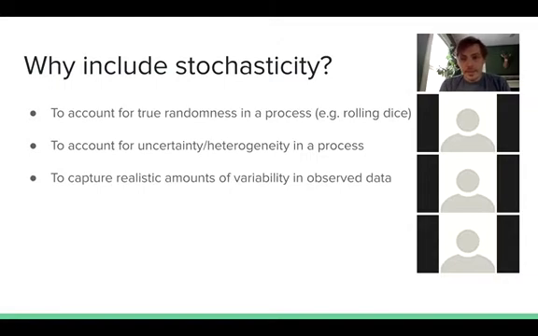And then the second reason is that maybe the process that we want to model isn't actually truly random, but there's some process that we're uncertain about, or it contains a lot of heterogeneity. And so we can use stochasticity as a way of taking into account our uncertainty about that process. And then the third reason why we might want to consider stochasticity is, in a statistical sense, we might want to include stochasticity in our models to capture variability that we observe in real-world data. So let's go through these one by one.